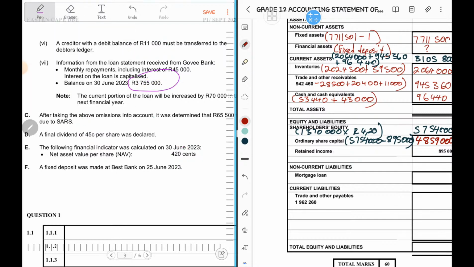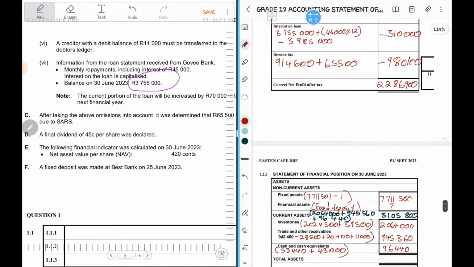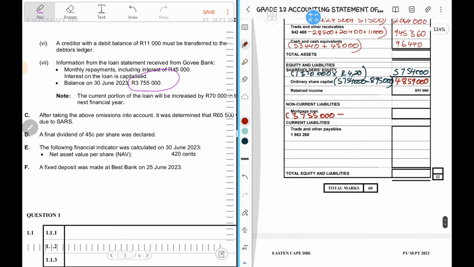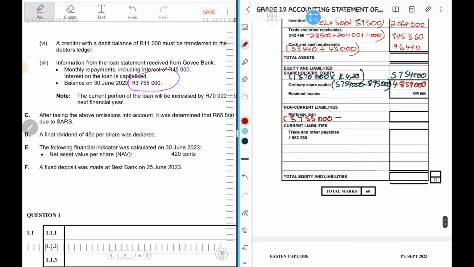So it's 3 million. So it means to find the loan at the end, we're going to say 3,755,000. That will be appearing in our statement of financial position. Then we're going to subtract the current portion of loan. So the formula says balance at the end, subtract what? The current portion of loan.